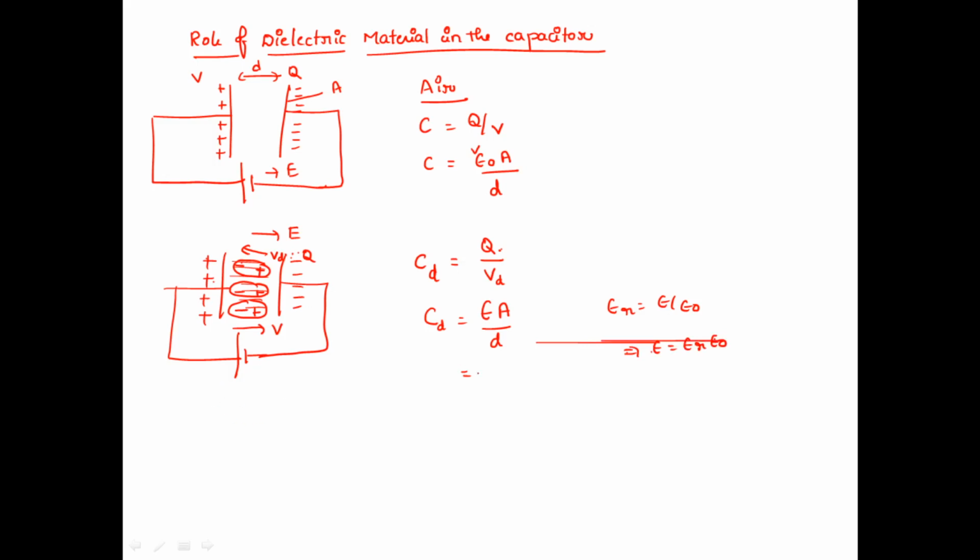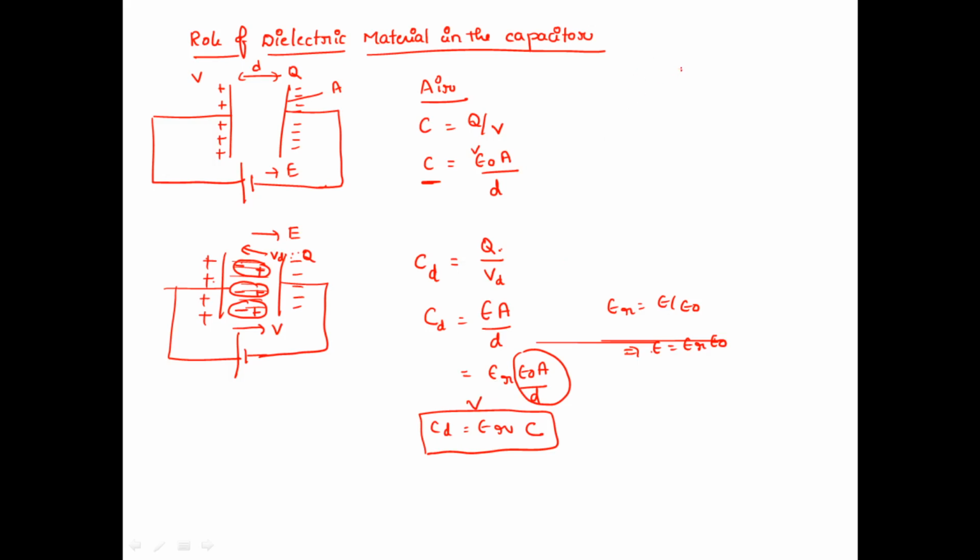So we can write epsilon r into epsilon naught A by D, and C suffix D is equal to epsilon r into, instead of epsilon naught A by D, the capacitance in an air medium. Hence whenever you introduce a dielectric material, the capacitance is increased by its dielectric constant times.